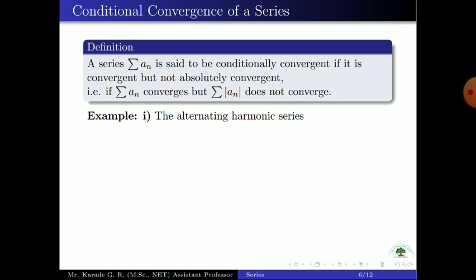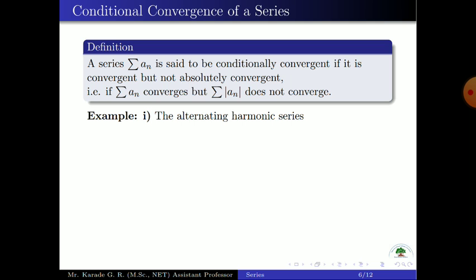A series summation an is said to be conditionally convergent if it is convergent but not absolutely convergent. If summation an converges but summation mod an does not converge. Example 1. So what is a conditionally convergent series? A series is said to be conditionally convergent if that series itself is convergent, but its absolute series is divergent. In this case, we say that the given series is conditionally convergent.